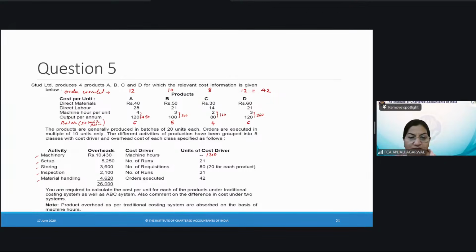You are required to calculate the cost per unit for each of the products under the traditional costing system as well as ABC, and also comment upon the difference in cost under the two systems. Product overhead as per traditional costing system is absorbed on the basis of machine hours. If nothing is mentioned, you could have taken material cost, direct labor hours or machine hours. And okay, Team, I'm giving you 5 minutes. Do the working and then I'll explain. All of you just try to work it out on your own for 5 minutes and then I will explain.